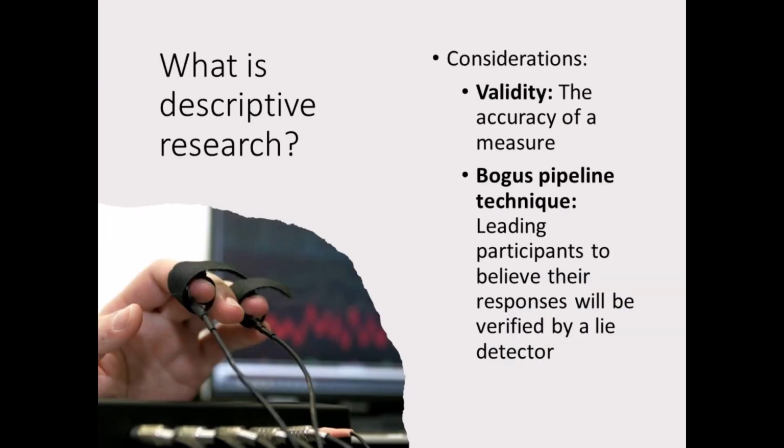The validity or accuracy of self-report surveys is impacted by a variety of factors, everything from how the questions are worded, to how many response options are provided, to how they are feeling in the moment. One of the ways that researchers overcome this challenge is using the bogus pipeline technique. They lead participants to believe their responses will be verified by a polygraph, a lie detector test. The data suggests that this strategy does, in fact, encourage participants to be more truthful in their responses, but we have to be careful about using deception to collect data.